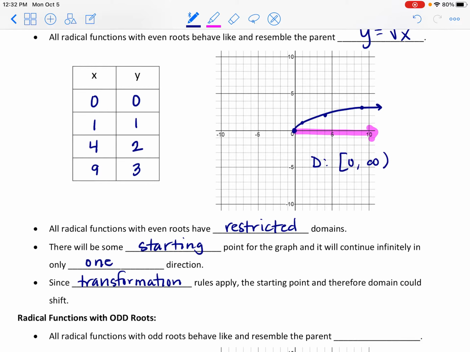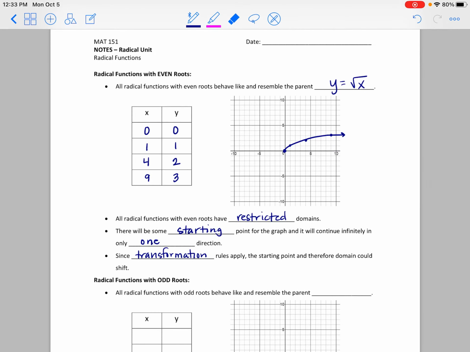Now that could change because we could shift our graph around or we could reflect it, but you're going to have some starting point and then you'll go forever in only one direction. All right? So that's our even root concept. Again, all even roots are going to behave the same way.